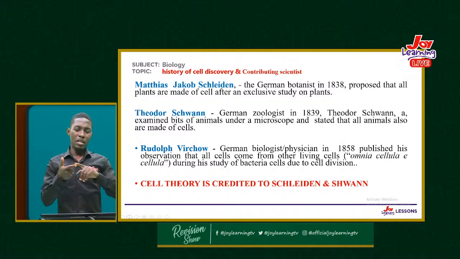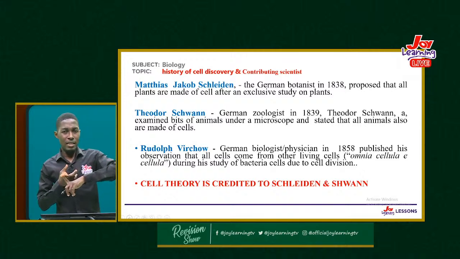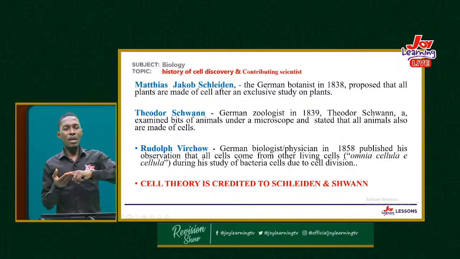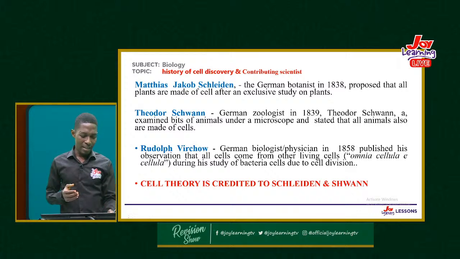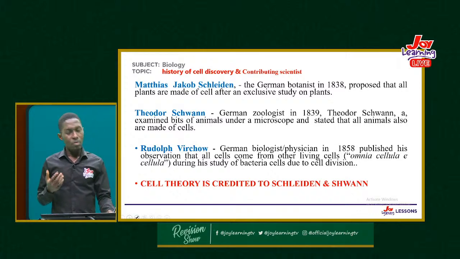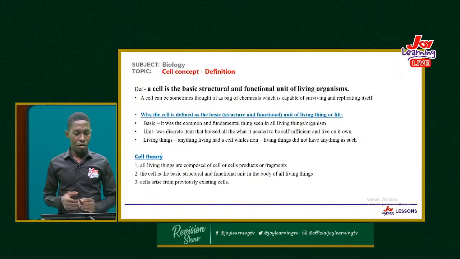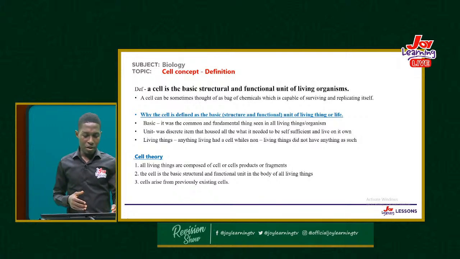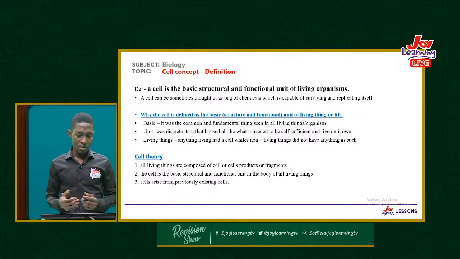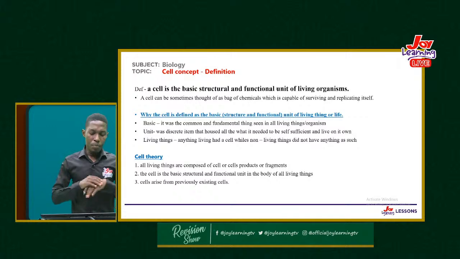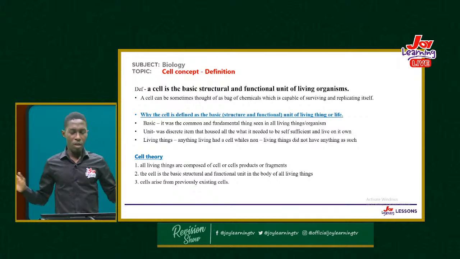So remember, somebody said that there's something called a cell. Somebody said all organisms are made of cells. Someone said that cells come from cells. These facts are what we put together and call the cell theory. So the cell theory on your screen says that all living things are composed of cells and are products of cells. Then a cell is the basic thing in all living organisms.